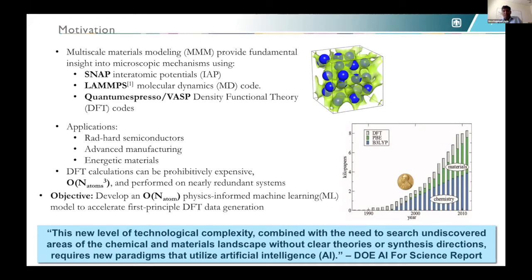If you use that as a benchmark, then it's growing quite fast. Okay, it's heavily used, but quite expensive. So our goal is to develop a machine learning model that acts as a surrogate for this first principle DFT data generation. And the bumper sticker on the bottom shows why this problem is important and how hard it is, as taken from the DOE AI for Science report that came out last year.